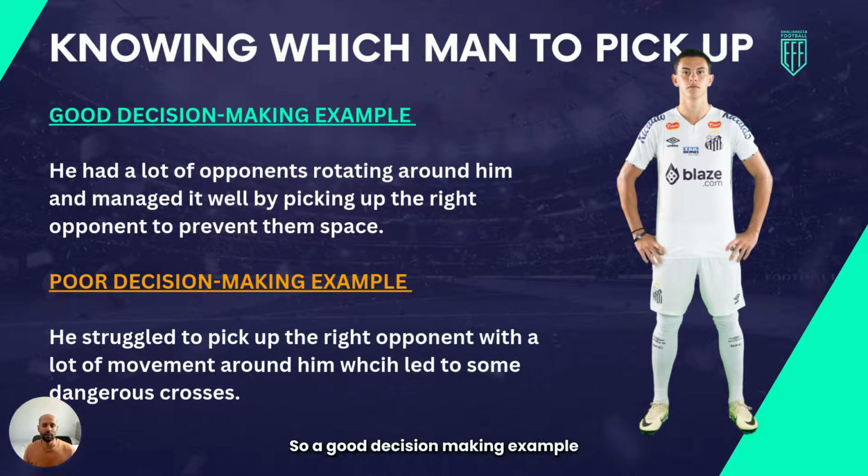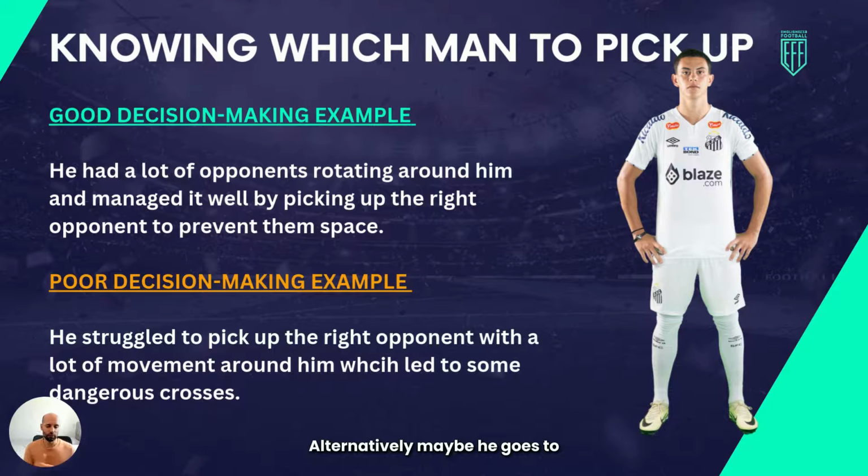So a good decision-making example would be that he had a lot of opponents rotating around him and he managed it well by picking up the right opponent, maybe at the right time, to prevent them space. So a player moved into the wide position and he just left them because he was more concerned about picking up the man in the half space. So he decided to do that. The wide player wasn't able to get space either. So it's a good decision.